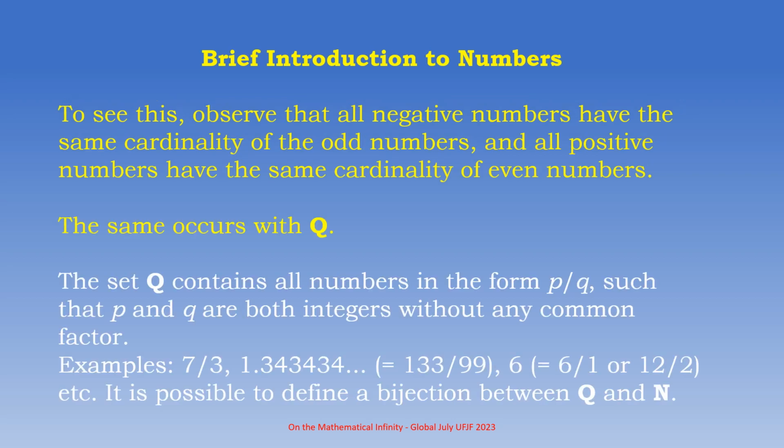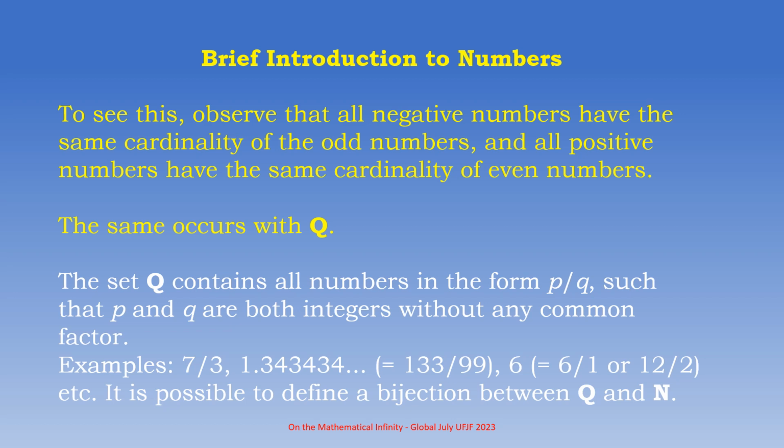But let me make a more striking affirmation. The same occurs with the rational numbers. The set of rational numbers is defined as containing all the numbers in the form P over Q, an integer over another integer, such that P and Q are both integers without any common factor. For example, 7 over 3, that's a rational number. The number 7 itself is also a rational number.